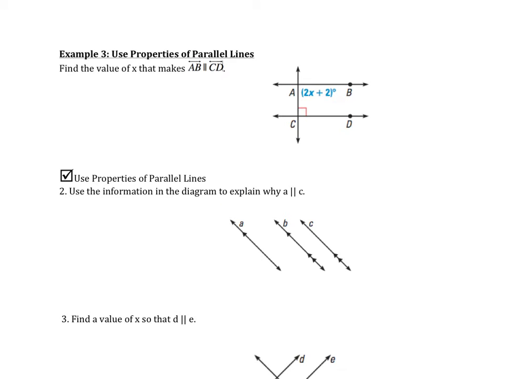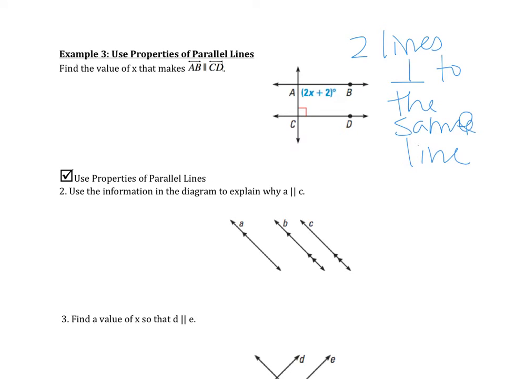Okay, find the value of x that makes AB parallel to CD. Well, I need to have two lines perpendicular to the same line. So that means I need this to be a right angle for us to have AB parallel to CD. So 2x plus 2 must equal 90.